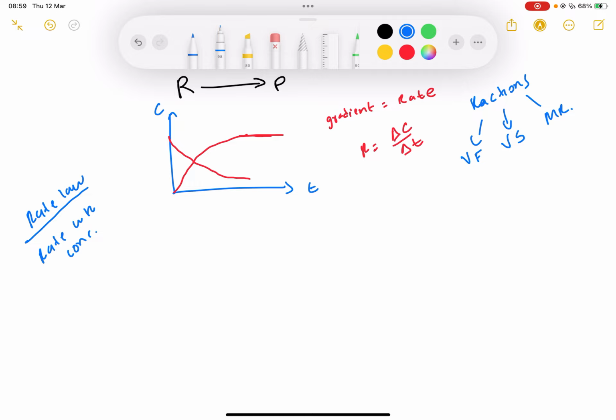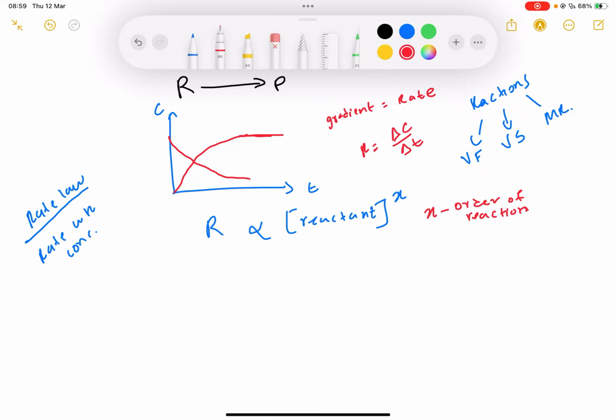So the rate law shows that the rate is directly proportional to the concentration term of that reactant, which is raised to a certain power. That means the rate of a reaction is proportional to the concentration of the reactant to the power x. Now this x is known as the order of the reaction. There are different orders of reaction: first order, second order, third order. We will be learning about them after this.